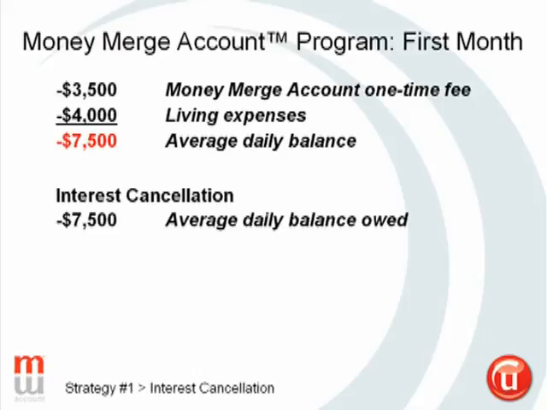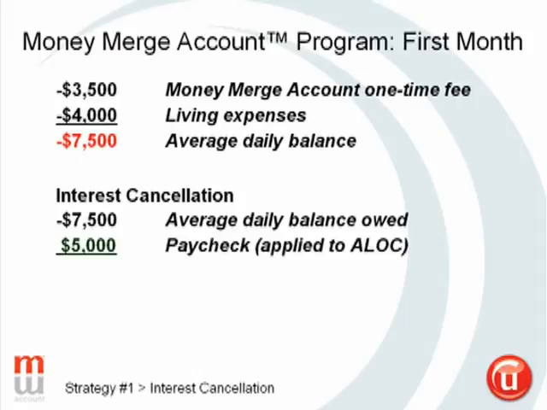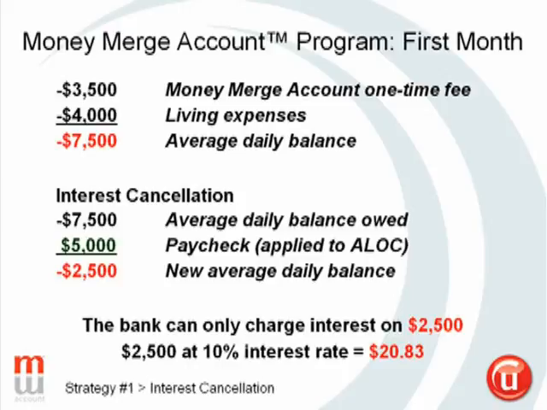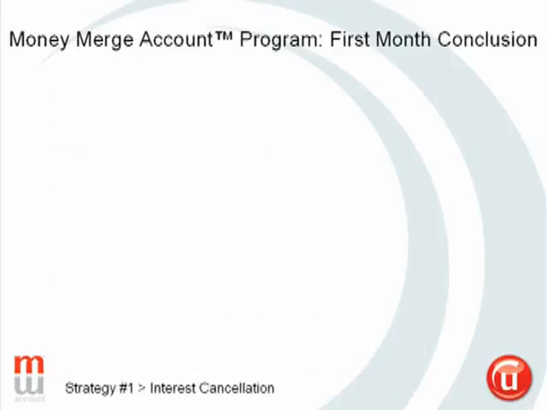Let's take a look at interest cancellation. If they have a balance of $7,500, they are now going to apply their income, or their paycheck, to that balance, and that's going to reduce their average daily balance to a new adjusted average daily balance of $2,500. The great thing about that is that now the bank can only charge them interest on that $2,500. If I had a rate of interest of 10% on that $2,500, my total monthly payment would be $20.83. But let's review this and see what this looks like.